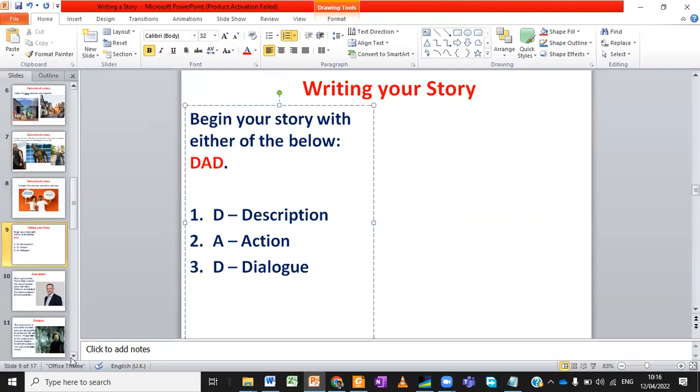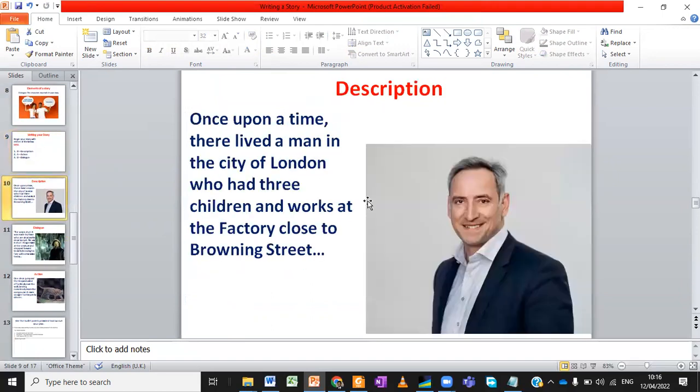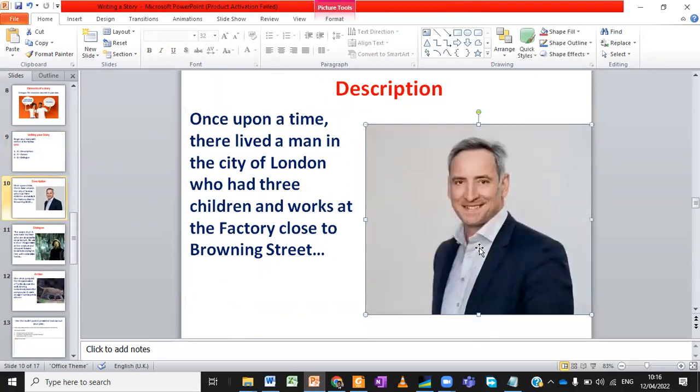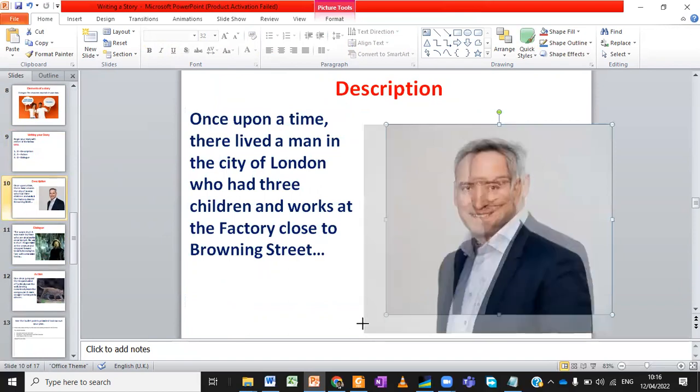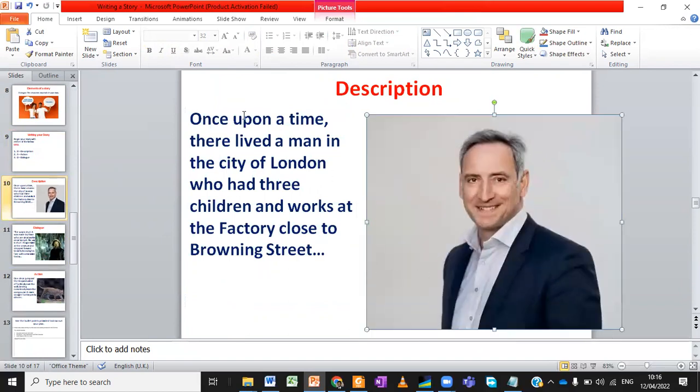Now, let me give you an example. Description: Once upon a time, there lived a man in the city of London who had 3 children and works at the factory close to Browning Street. You can see you are describing this man. Of course, your story is going to be about this man. That's why you started the story by describing. There lived a man in a faraway land. All those are descriptive ways of starting a story.